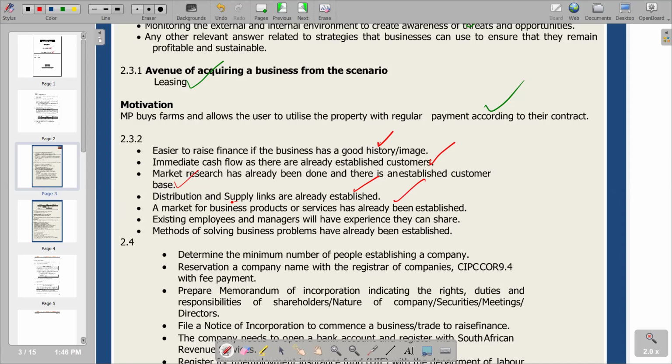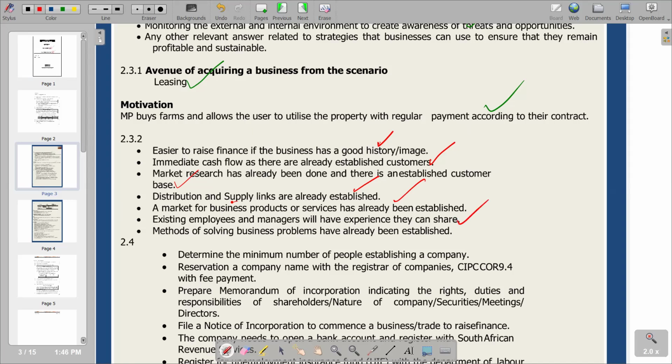Existing employees and managers have experience they can share. So there are existing employees and managers in that business. Obviously, they're going to continue, as there is going to be no change of ownership. So that's an advantage again, because they have experience and they know how to operate that business.